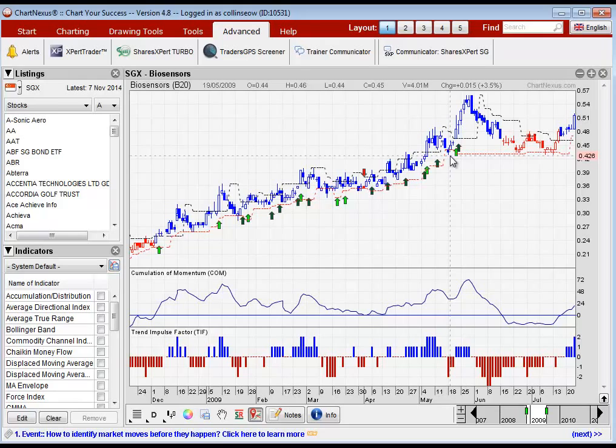Number one, you look at the arrows. Number two, you look at the trend impulse. If the trend impulse is above 0, which is blue in color, then you can initiate a position.